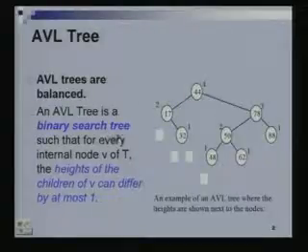It is a binary search tree, so there are two properties. It has to be a binary search tree, and for every internal node of the tree, the heights of the children differ by at most 1. Why have I said internal? Well, for a leaf node, it has no children, so it does not make any sense to talk of the height of the children.